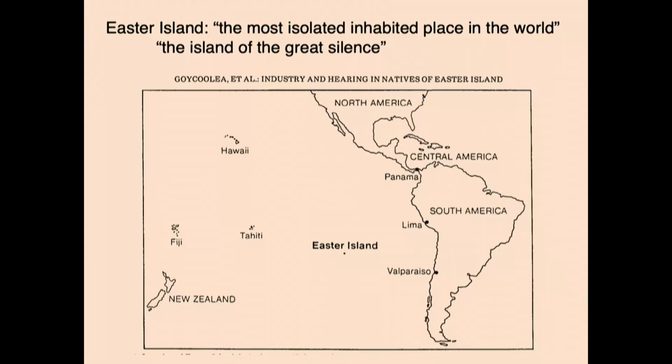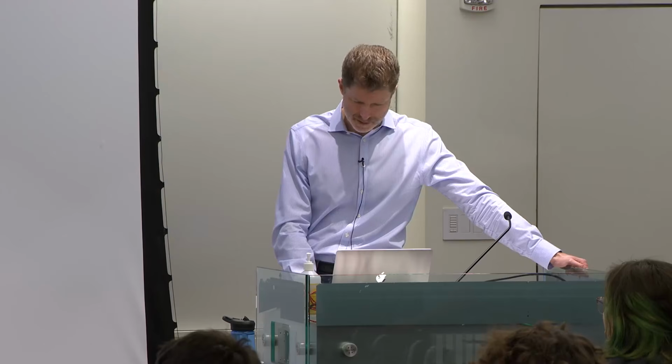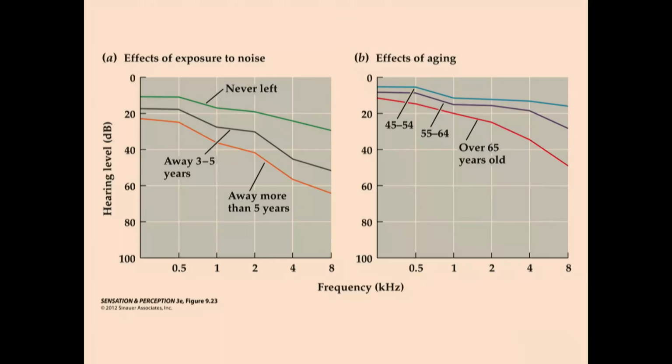The other study along these lines was conducted on Easter Island. This is an island off the coast of South America. It has been called the most isolated inhabited place in the world, and I guess at some point, I don't know if this is still the case, it was known as the Island of the Great Silence because it's non-industrialized. So you don't have modern-day machinery there, at least not at the time when this was done. And so what they did is they went to Easter Island and measured audiograms of people there.